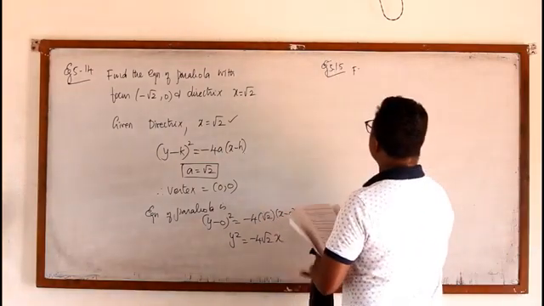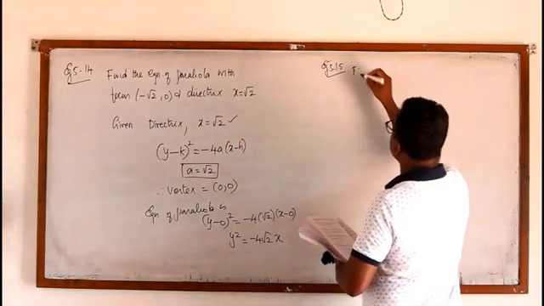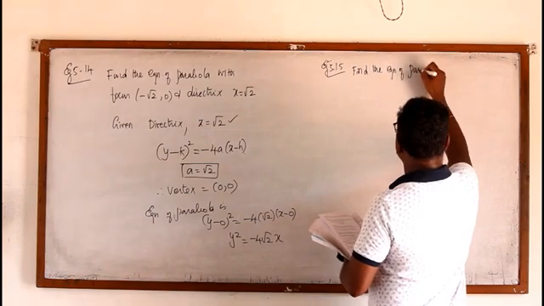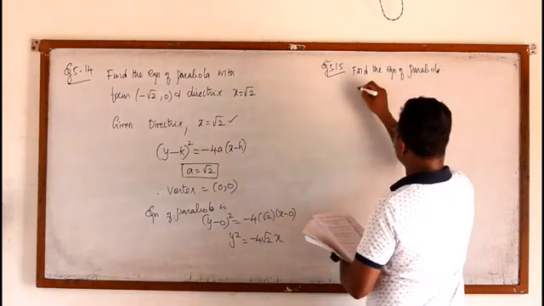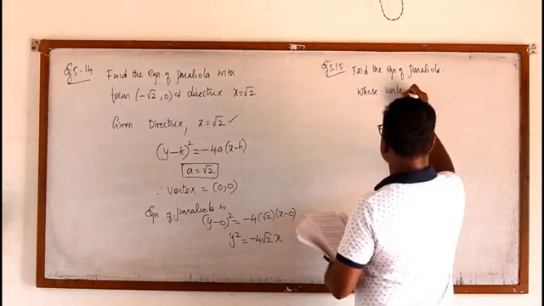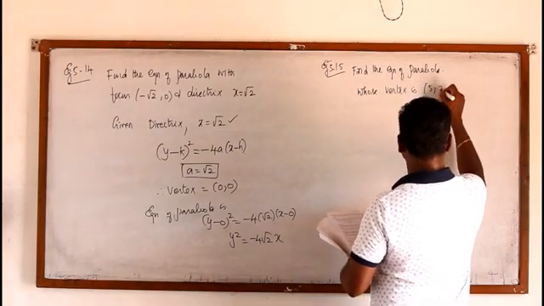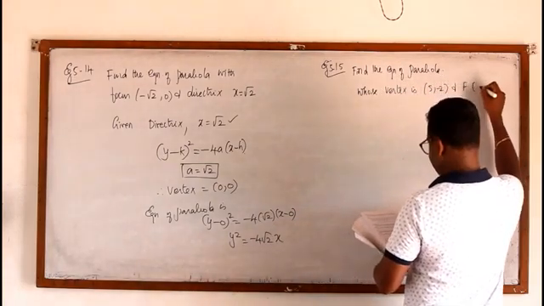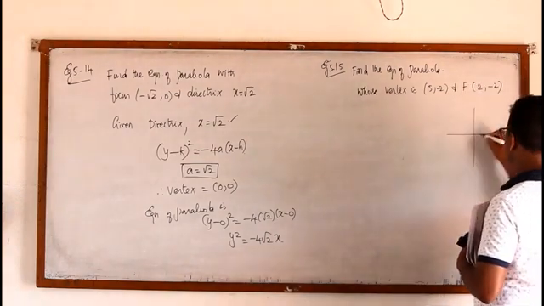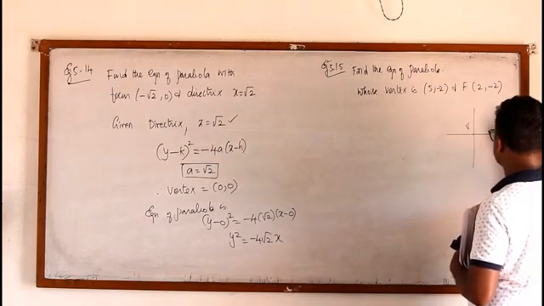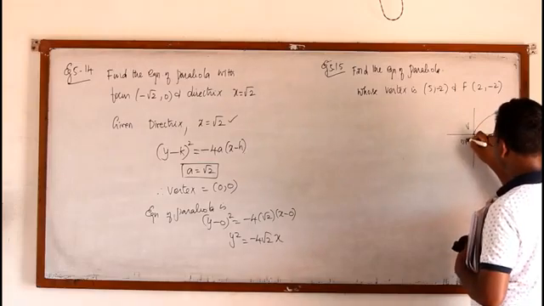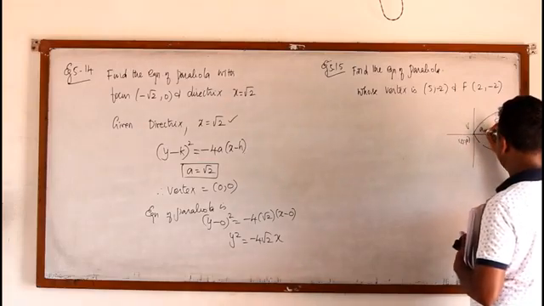Find the equation of parabola whose vertex is, so here they gave the vertex. Vertex is (5, -2) and focus is (2, -2). Remember, for the standard parabola, this is the vertex, this is the focus, and if this is the parabola, then this point is (a, 0) and this point is (0, 0). Then this length is a.